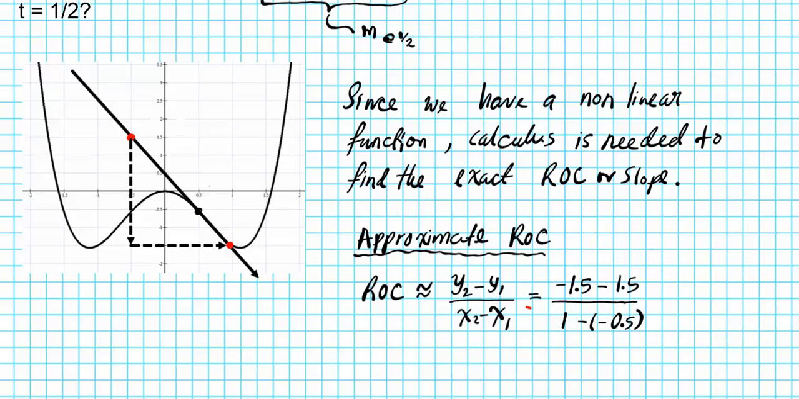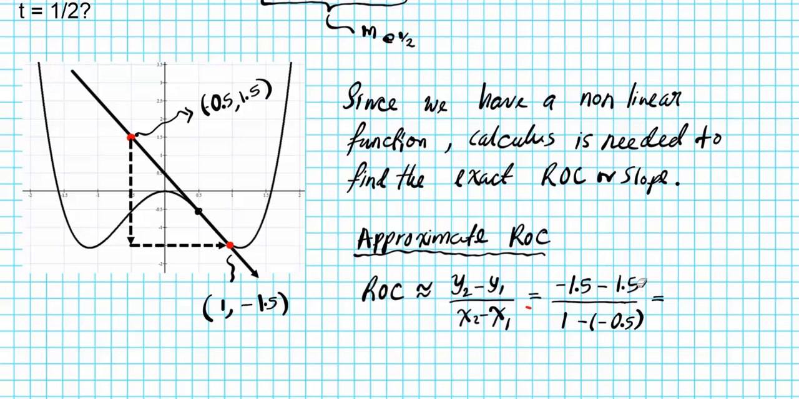Okay, let me just put in the coordinates just so no one gets confused. We have negative 0.5, comma 1.5. That's your x1, y1. And then you have over here 1, comma negative 1.5. Sorry, the numbers are really small. It's hard to see. So this is negative 1.5 here, and that's 1. Okay, so there you go.